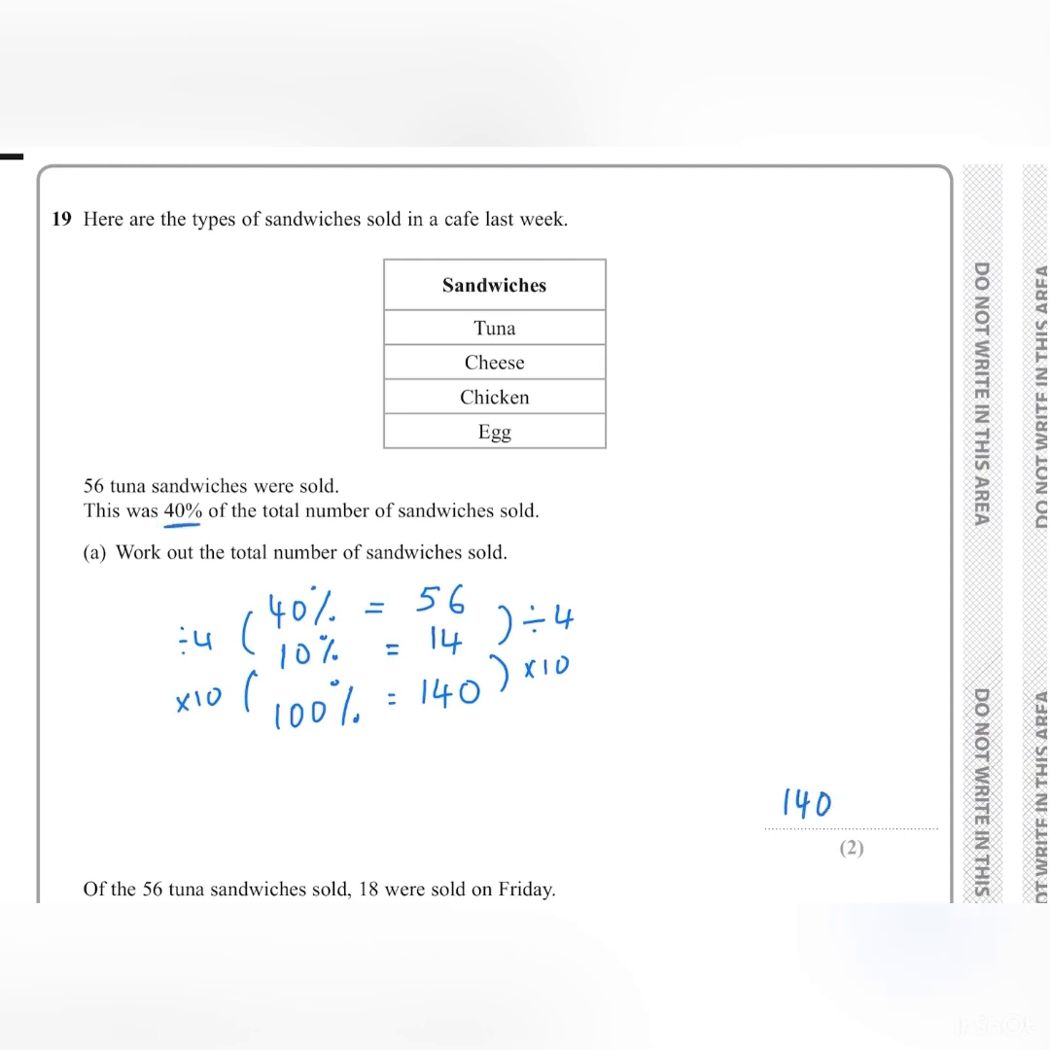Now, if you look here, is 40% of 140 56? Okay, so let's work that out. 10% of 140 is 14, and 40% is going to be times by 4. If we times that by 4, you get 56. So our answer was correct in this case.